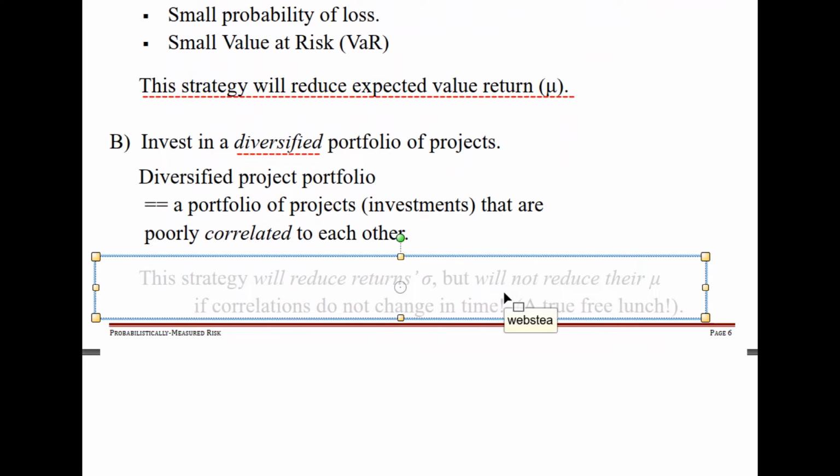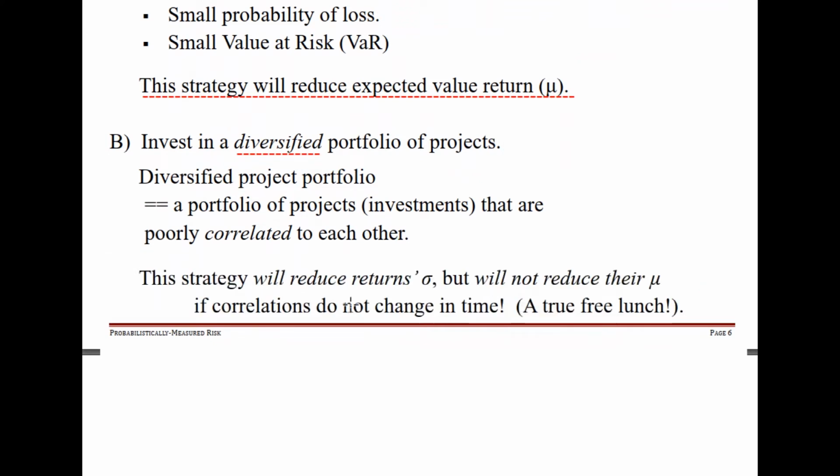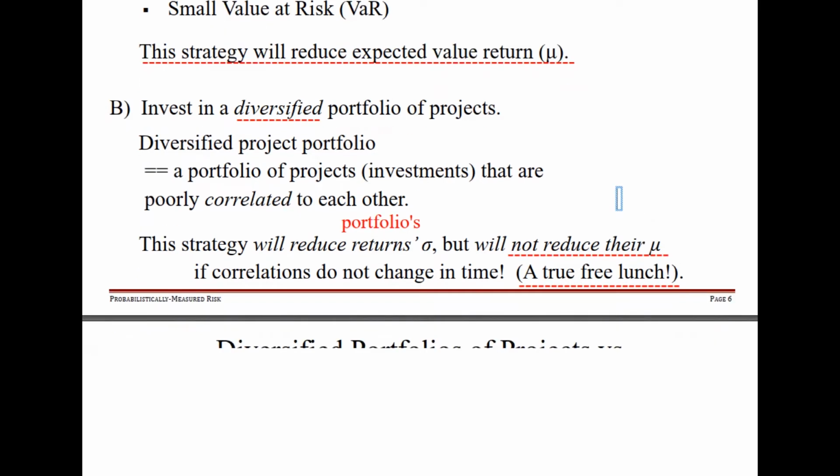And the beautiful thing about this Plan B approach is that this strategy is going to reduce the standard deviation of our portfolio. This is going to reduce our portfolio returns standard deviation, but will not reduce the expected value. So it's sort of like magic, okay? And a caveat here: correlations have to remain static, which isn't always quite true, but we'll get to that later. So this is, in good times anyway, a true free lunch. And a lot of people say that the single free lunch in finance is diversification. So very helpful, very important.